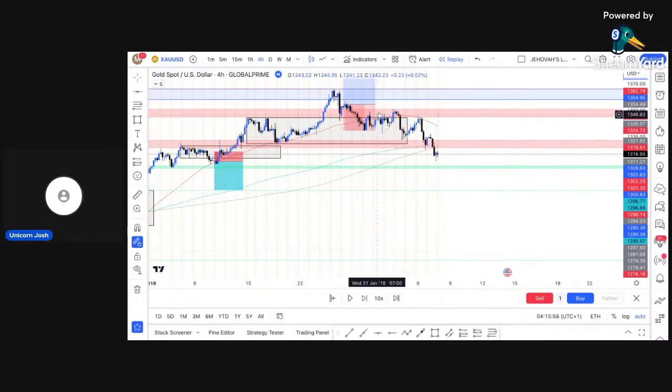I was thinking of capturing this area because here we have two supports, we have two resistances at the top, and at the bottom we have one, two.